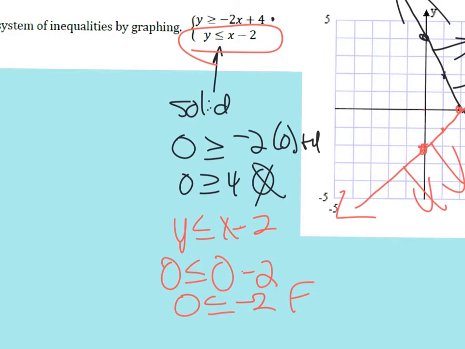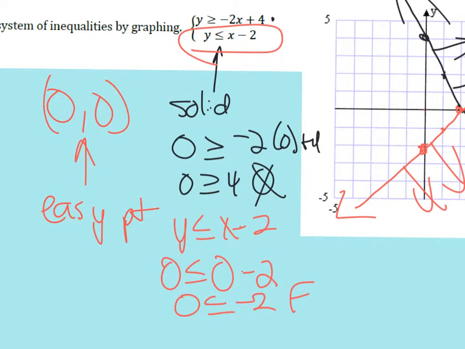So each time I'm going to graph, and then I'm going to test 0, 0. Why do I test 0, 0? Because 0, 0 is an easy point. It's easy to put in 0 for x and 0 for y, and it's nice to say, hey, does this work, does it not work?